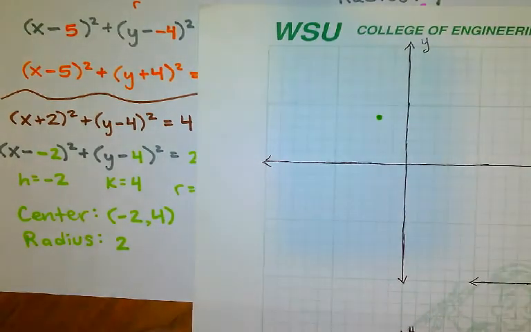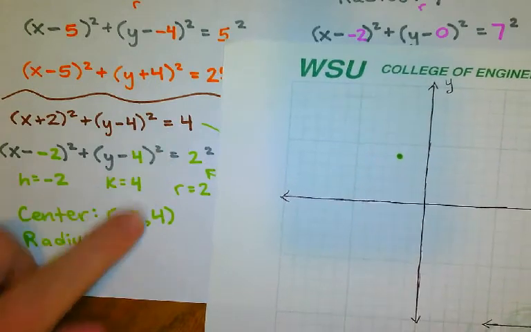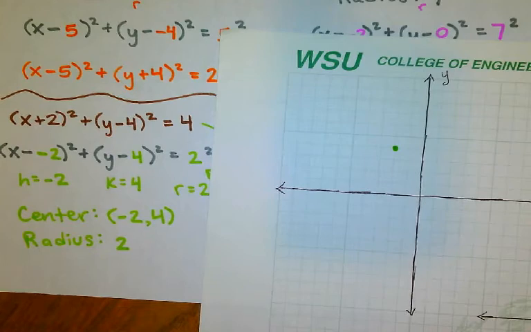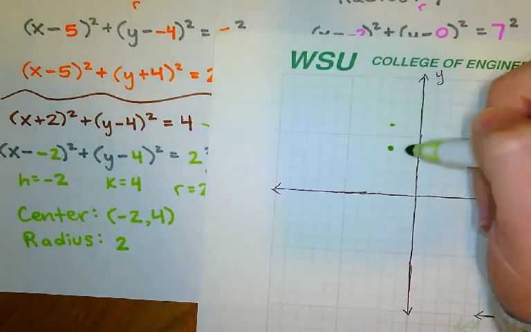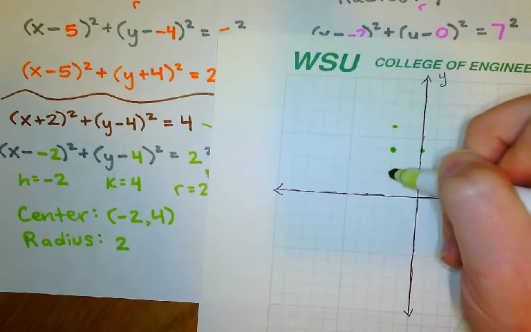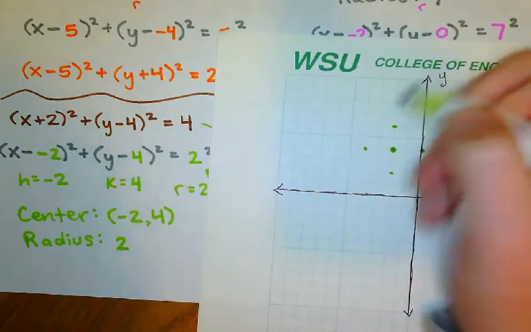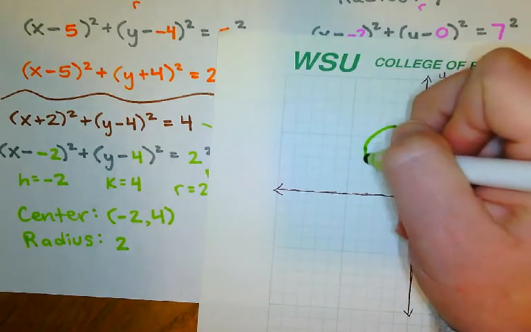And now my radius was not 4, remember? My radius was 2. So I'm going to go up, down, left, and right 2 units from my center. I'm going to go up 2, there's a radius of 2. I'm going to go to the right 2, there's a radius of 2. Down 2, radius of 2. And then left 2. And then I'm going to just do a curve to connect these dots.